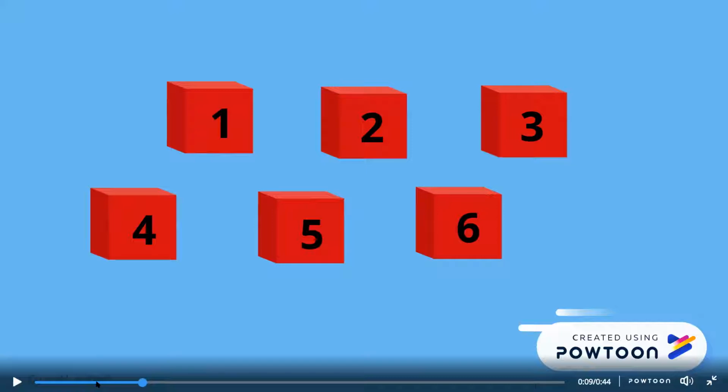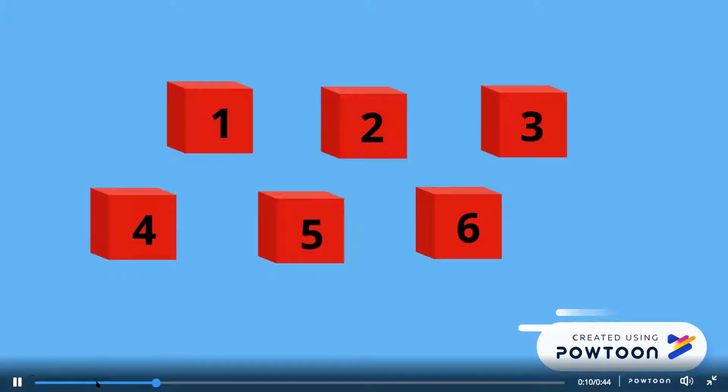Are you ready to learn a fancy word? Cardinal number is a fancy way of saying how many. How many are in our set? There are 6 blocks in our set because 6 was the last number said when we counted our blocks.